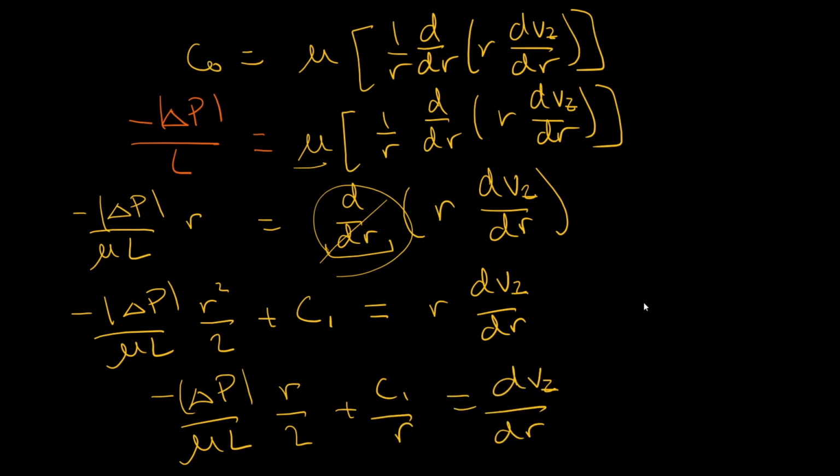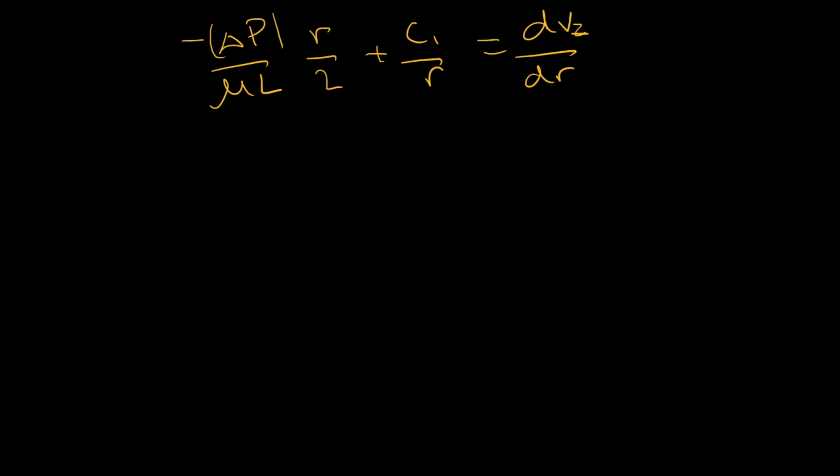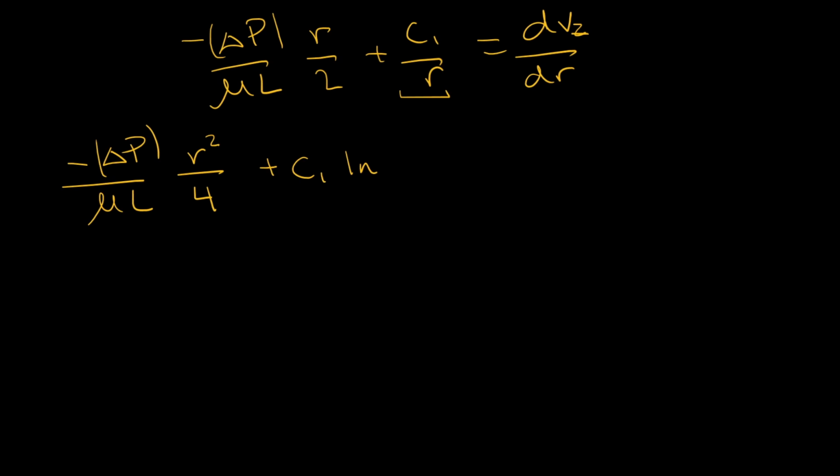To finish solving this, I'm going to jump to the next slide. Here's that equation from the previous slide. We can do one more step to integrate this one more time. This is basically separation of variables here. So we have on the left side, again, negative delta P over mu L, r squared over 4 this time, plus the integral of this term here, which is going to be C1 times the natural log of r, plus C2 is going to be equal to v sub z. So we basically solved our problem. We just need to figure out what these two constants are going to be.